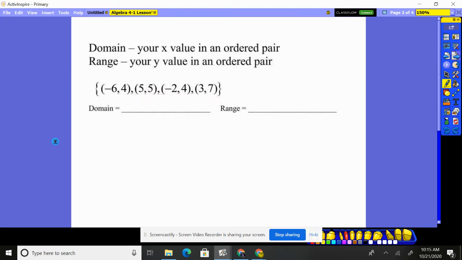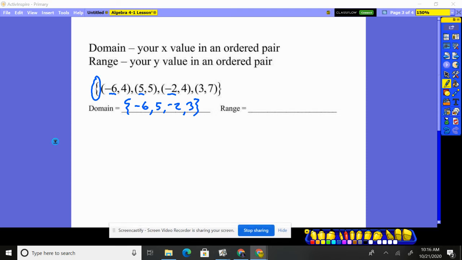Now, the domain and range. The domain is simply what is your x value in an ordered pair, and the range is your y value in an ordered pair. So if I have these points, -6, 4, and 5, 5, etc., what is the domain? Well, we're just going to list out the domain. We're just saying what the x's are. So my domain, the x's, -6, right? And then I have 5, and then I have -2, and then I have 3. That's my domain. Those are the x's that I plugged in.